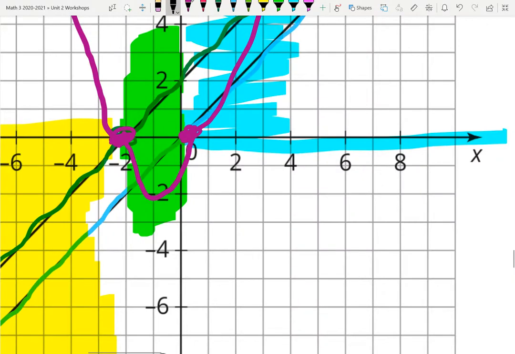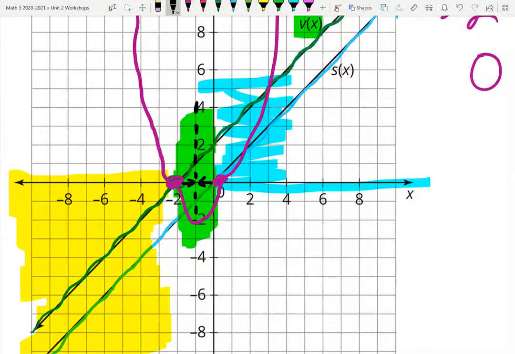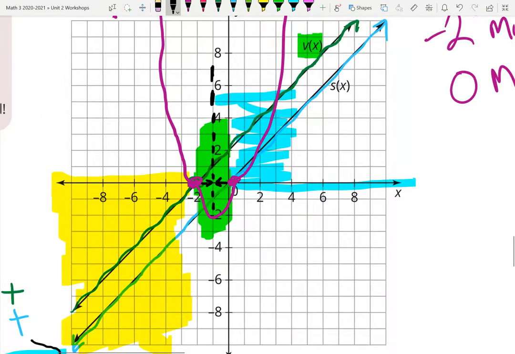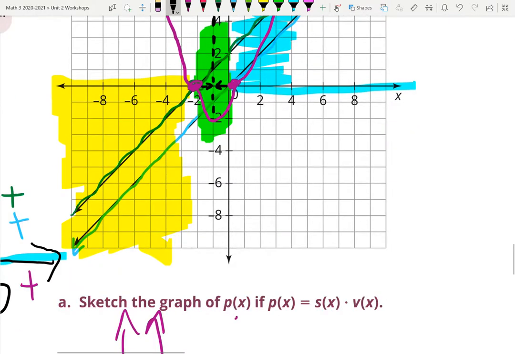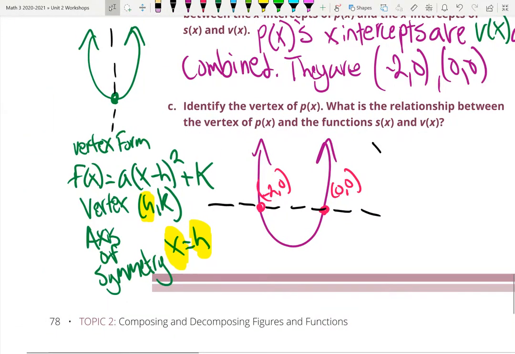Here, from this root, I'm going to go over 1. From the right root, I'm going to go to the left one, finding my axis of symmetry, the halfway point between my roots. This halfway point is going to be the vertex. My vertex is at x equals negative 1. The vertex is at negative 1, negative 1.